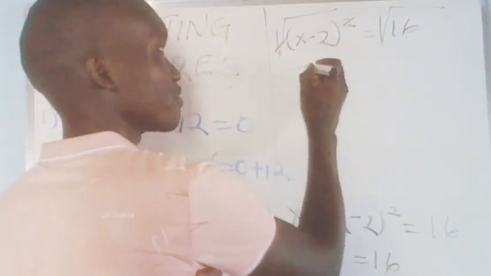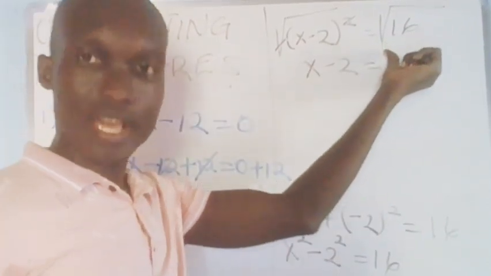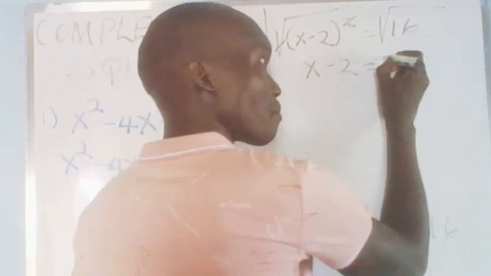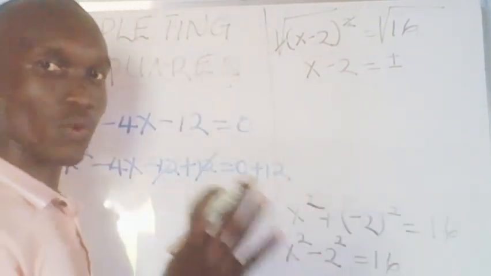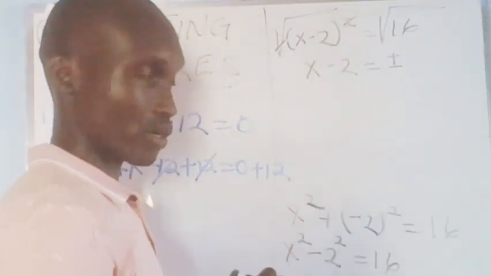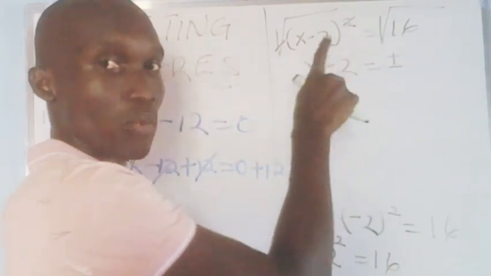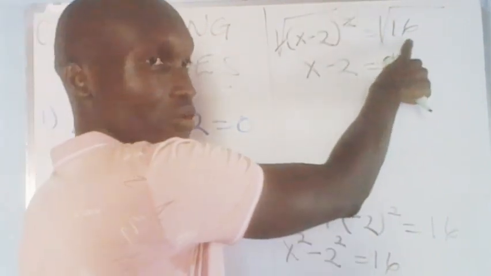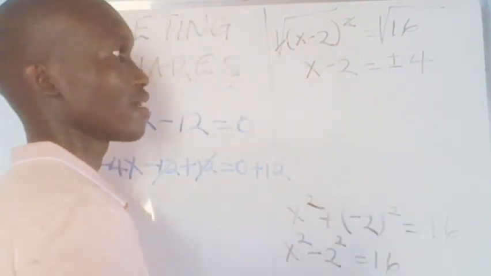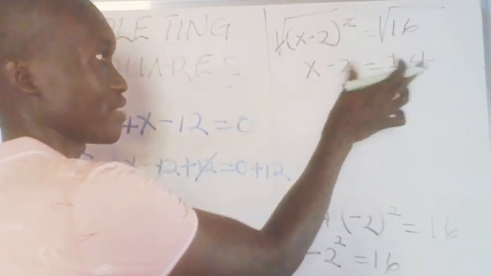On this side, we are left with x minus 2 equals. Now, when you get the square root of this number on this side, make sure it has two values, plus and minus. We are dealing with quadratic equations, which means there are always two values we are going to get. So when you get the square root of 16, it must have two values, positive and negative. And we know the square root of 16 is 4. Now this one becomes much simpler. It's like factorization. Very simple.